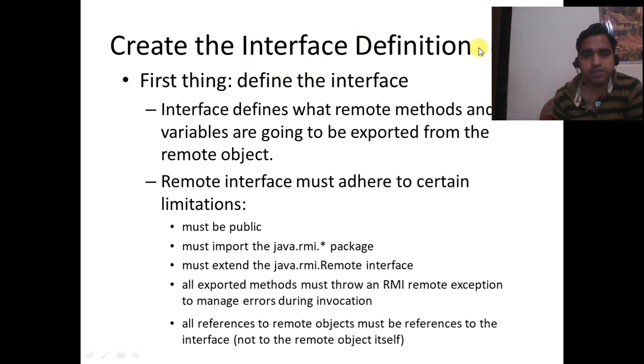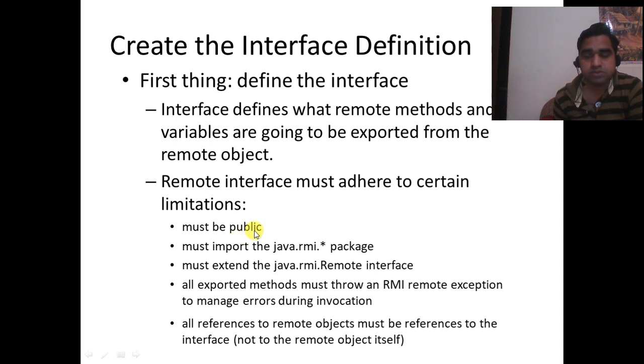Now how the interface is to be created, first step is creating the interface. So first of all, interface will define what remote methods and variables are going to be exported from the remote objects. So whatever the methods and parameters are being exported from client to the server, in between this mechanism we have a path, we have a medium, that is called interface. So interface is required in between client and the server.